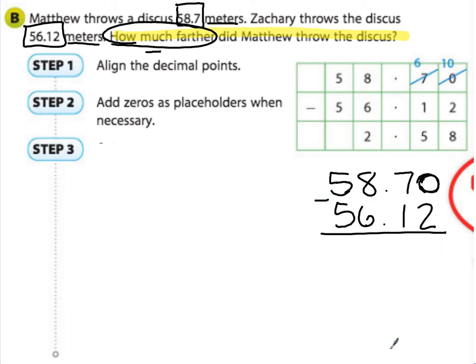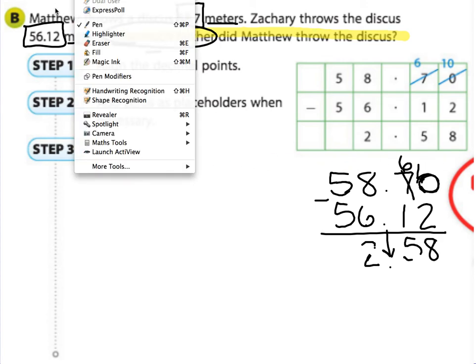Okay, and then I know step 3 is to subtract from right to left and regroup if I need to. 10 minus 2 is 8. 6 minus 1 is 5. 8 minus 6 is 2. 5 minus 5 is 0. Bring down the decimal and I get 2. So I know that Matthew throws the discus 2 58/100 meters further than Zachary.